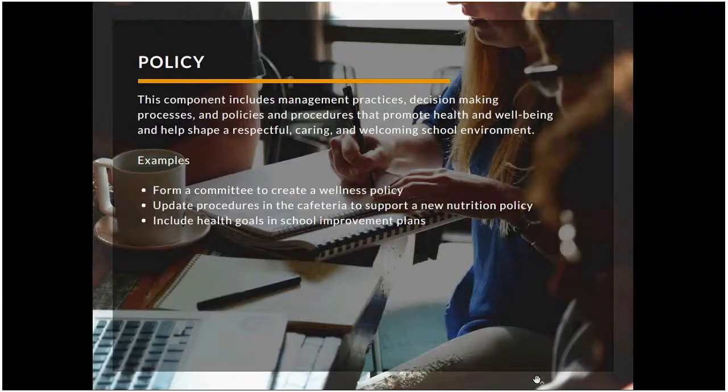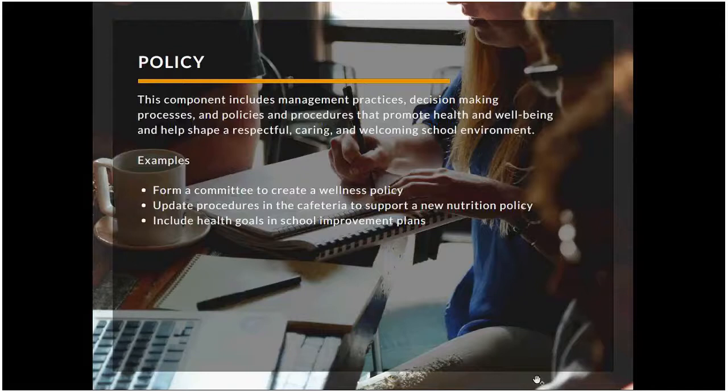The policy component includes management practices, decision-making processes, and policies and procedures that promote health and well-being, and help shape a respectful, caring, and welcoming school environment. Policies promote sustainability of school health activities by ensuring that wellness is part of standard practices and procedures within school communities and not simply seen as a one-time project.